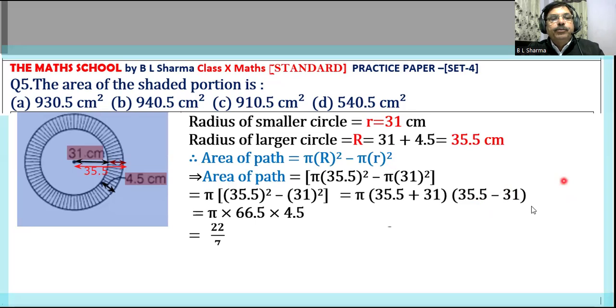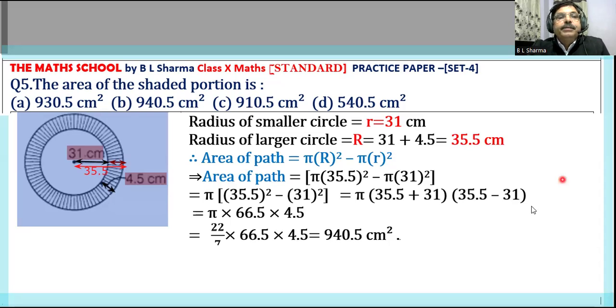In place of pi, put 22/7 and 66.5 and 4.5. I think now you can calculate and get the answer. Hurry up, calculate it, simplify it, and write the answer. That is 940.5 centimeters square. So B is the correct option.